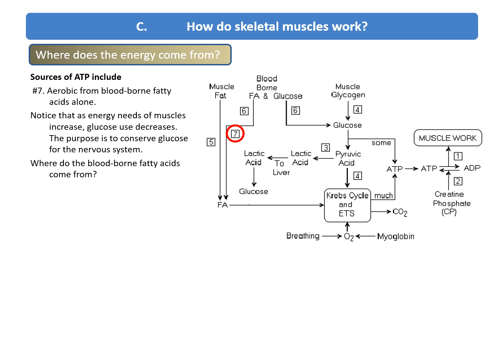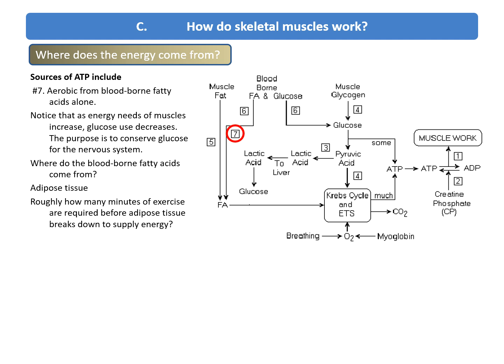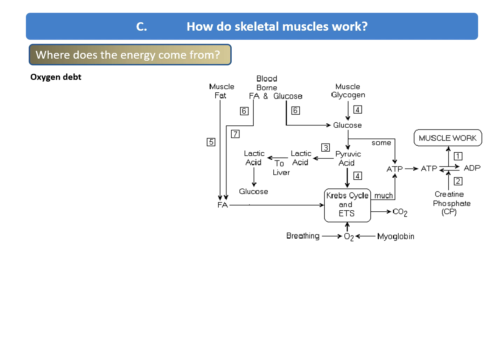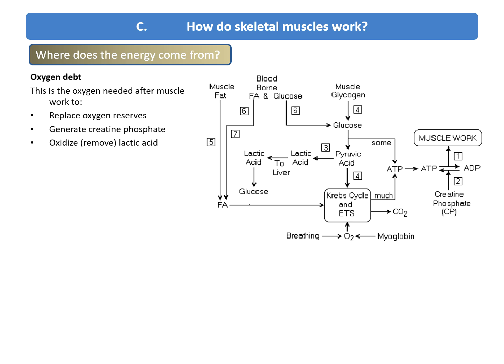Where do the blood-borne fatty acids come from? Adipose tissue. Roughly how many minutes of exercise, then, are required before adipose tissue breaks down to supply energy? Roughly an hour and a half. What about an oxygen debt? This is the oxygen needed after muscle work to replace oxygen reserves, to generate creatine phosphate, and to oxidize, that is, to remove the lactic acid that's built up. It generates ATP needed for other metabolic processes following the muscle work.